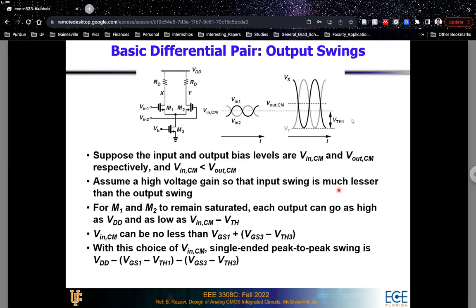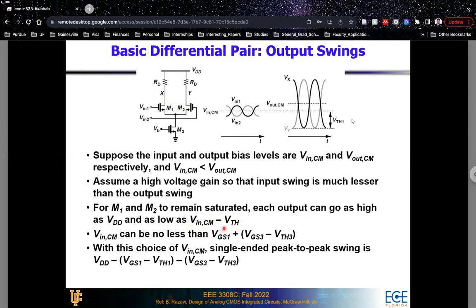Now, let's just assume that the input and output bias levels are such that all transistors are always in saturation. And in that case, you'll have a significant amount of voltage gain. So the output swing will be much higher than the input swing. So this could be your output swing, where this is your input swing. Now, for M1 and M2 transistor to be in saturation, each of the outputs can go as high as VDD and as low as Vin,CM minus VTH. Why Vin,CM minus VTH?